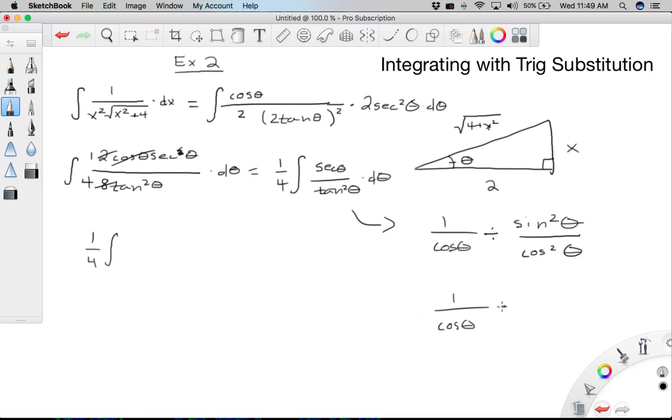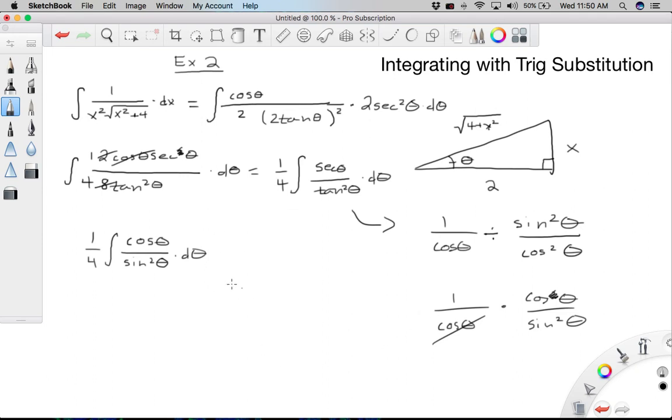So we got 1 over cosine times cosine squared divided by sine squared. Now again, this one is going to cancel out one of these. So what we're left with is cosine divided by sine squared. And that's even better, right? Now, this is where it's going to get weird. Okay, so this fraction here, to integrate it, we're going to have to do a u substitution.